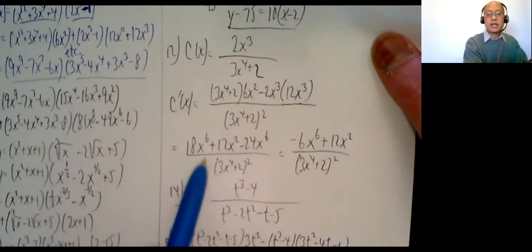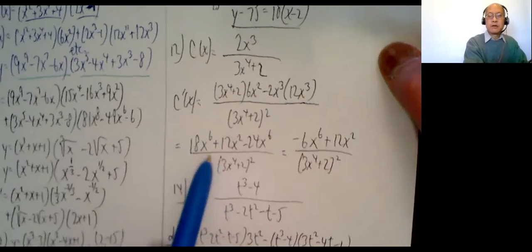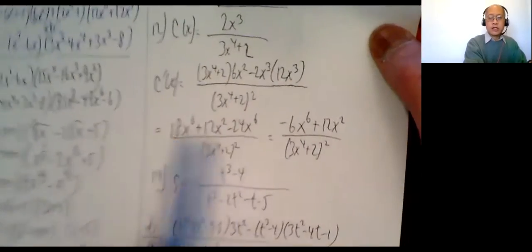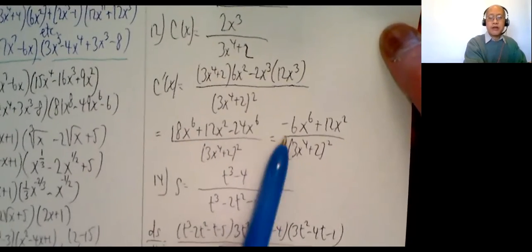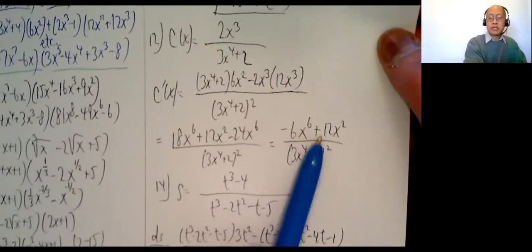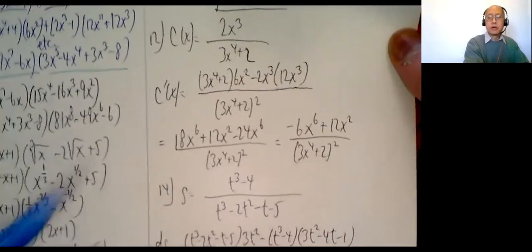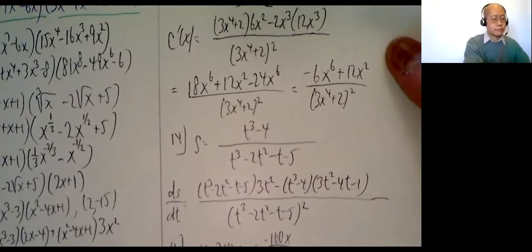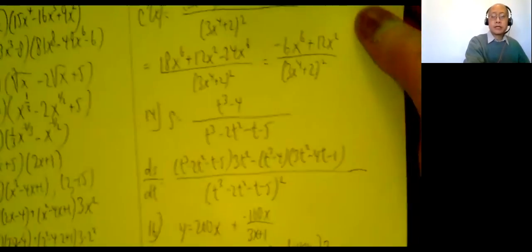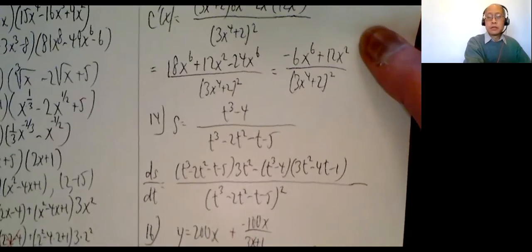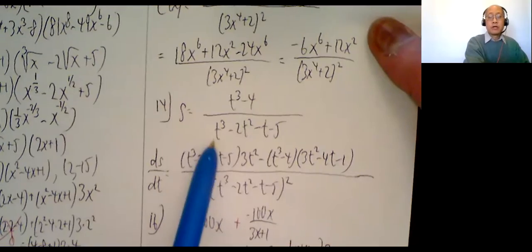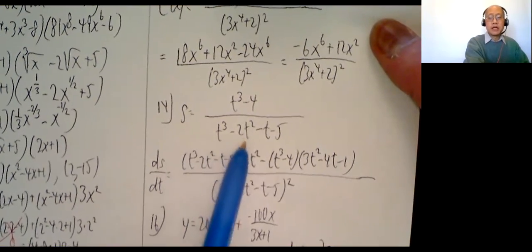All right, I just cleaned up a little bit of algebra here. So distribute 18x to the 6 plus 12x squared. And multiply that out, that's negative 24x to the 6. So as you can see, the x to the 6 combines. So best final answer is negative 6x to the 6 plus 12x squared all over 3x to the 4th plus 2 quantity squared. Right, so that's a quotient rule. Something divided by something. Okay, 14, t cubed minus 4 divided by t cubed minus 2t squared minus t minus 5.